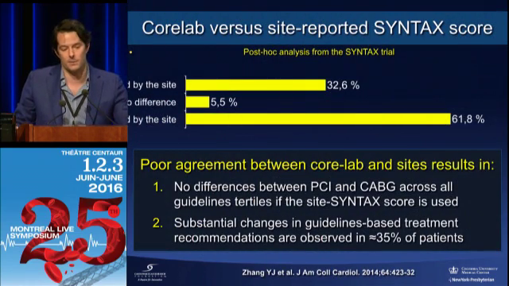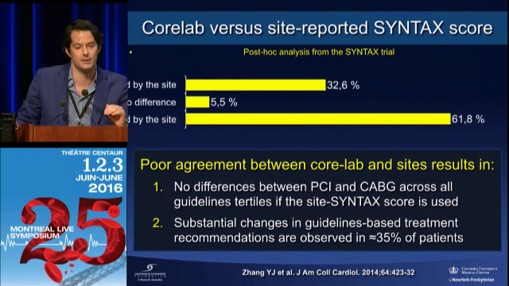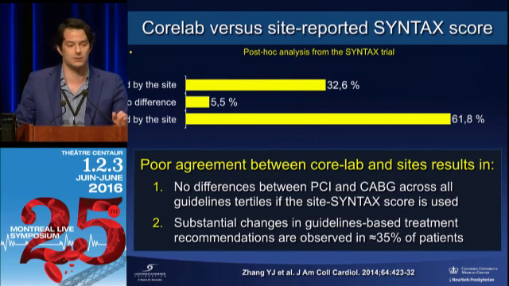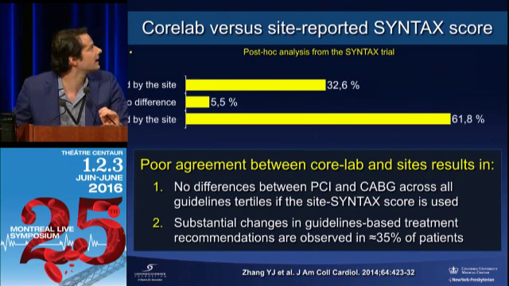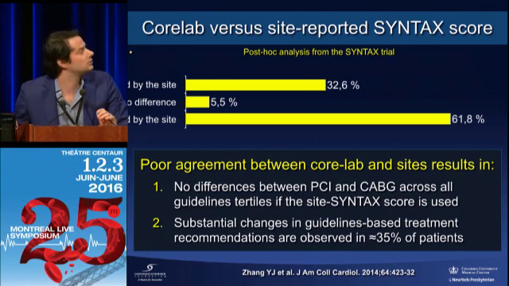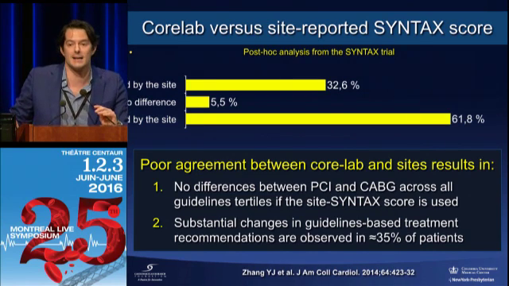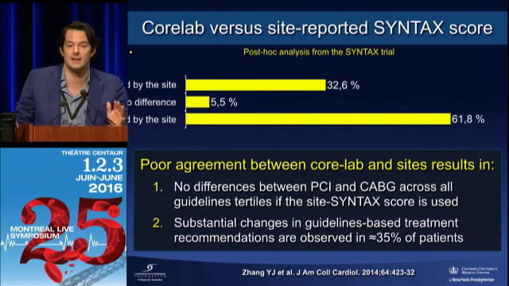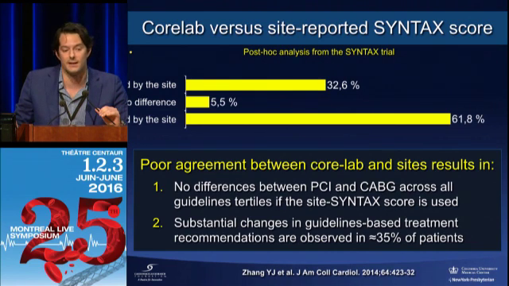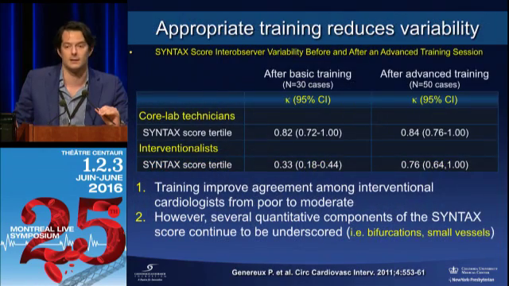And this is a paper that Jean-François alluded to, when you look at the SYNTAX trial, 32.6% of the patients in the SYNTAX trial, I don't know why this slide didn't show well, underestimate the SYNTAX score, and 62% overestimate the SYNTAX score by site. So that's very important. 32.6% actually overestimate the SYNTAX score compared to QCA. Very important. So there's a lot of discrepancy.